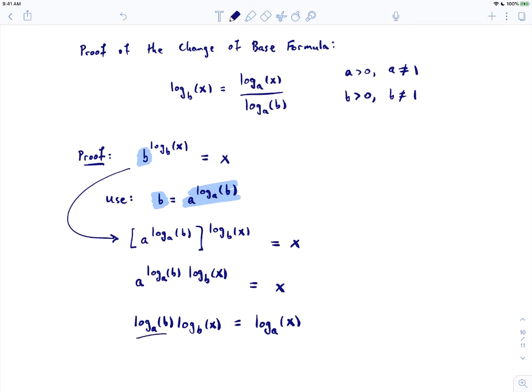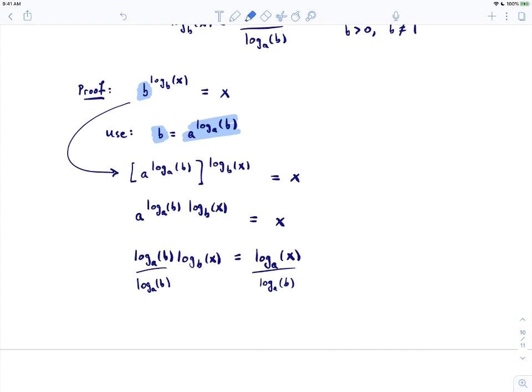So what do we do now? Well, we just divide by log base a of b on both sides, and we're done. Because now we're going to cancel this log base a of b with that log base a of b, and what is left over is the thing we're looking for, log base b of x. So we'll have log base b of x is equal to log base a of x over log base a of b. And this is the change of base formula right there.